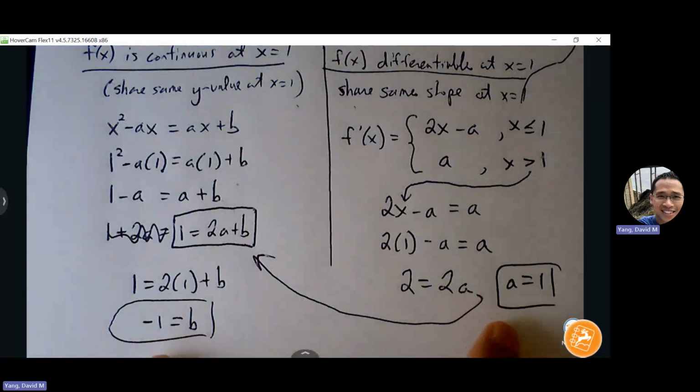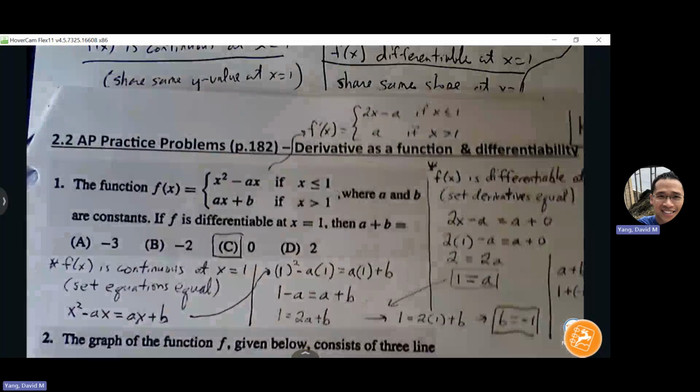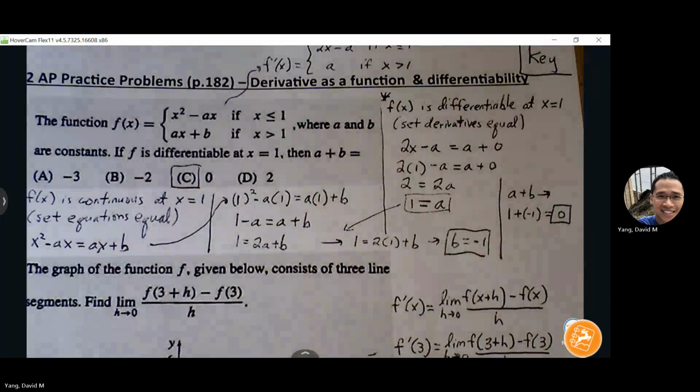So therefore, our answer is what's A plus B? A plus B is 1 minus 1, which is 0. So that's our answer there. Okay. Does that make sense for everyone?